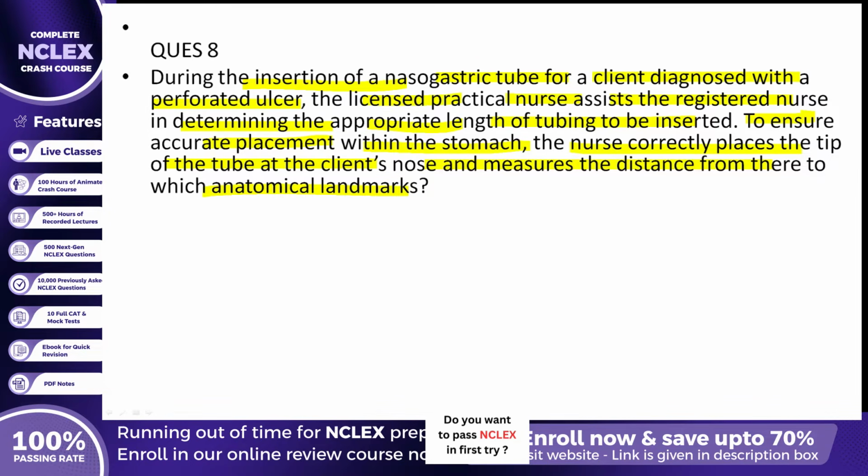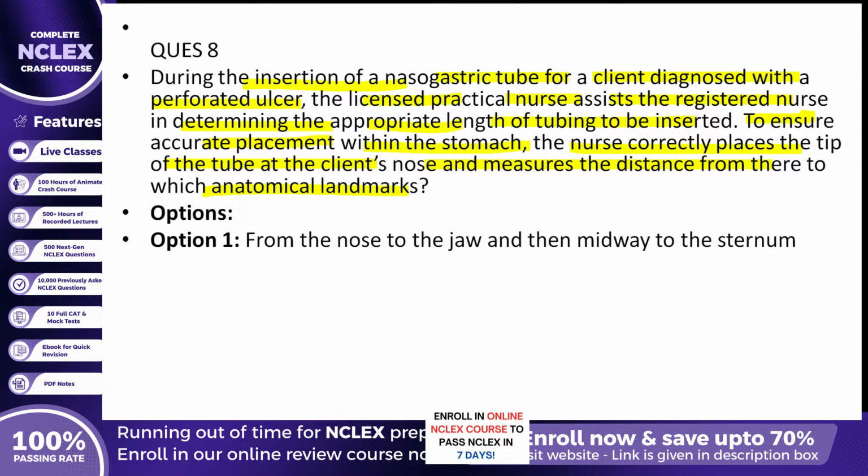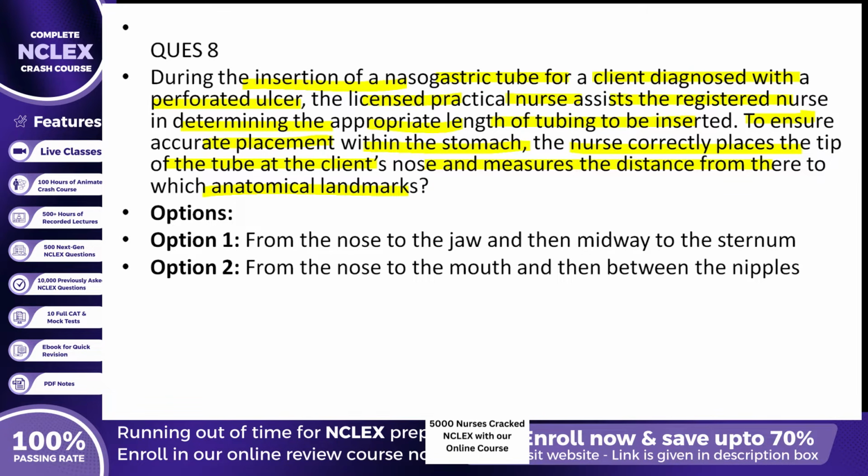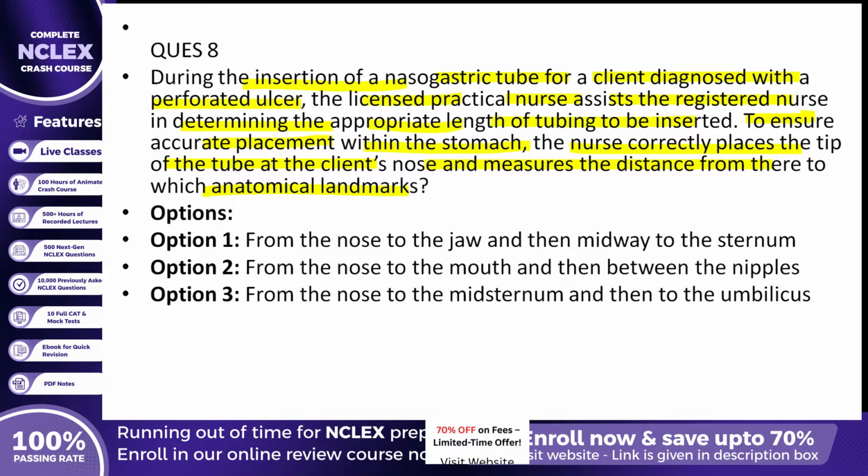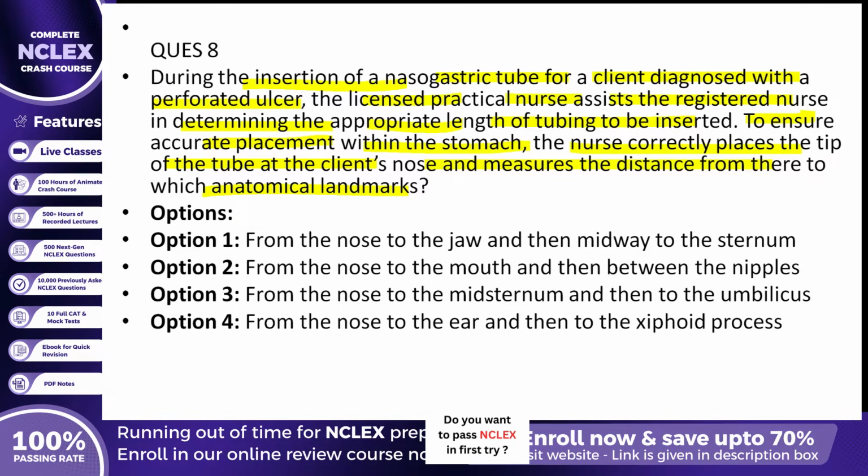Here are the options to consider carefully. Option 1 suggests measuring from the nose to the jaw and then midway to the sternum. Option 2 advises measuring from the nose to the mouth and then between the nipples. Option 3 proposes measuring from the nose to the mid-sternum and then to the umbilicus. Option 4 indicates measuring from the nose to the ear and then to the xiphoid process. The correct answer is option 4, from the nose to the ear, and then to the xiphoid process.